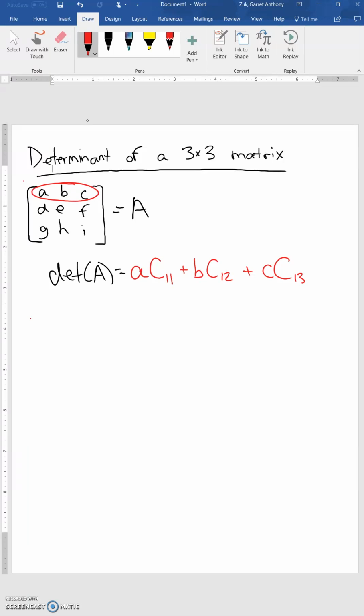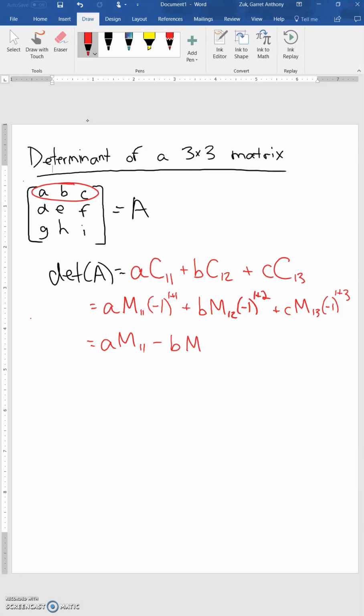And finally, let's go ahead and just evaluate these powers of -1 here. So that's A times the minor at 1, 1, since -1 squared is just 1. This time we have -1 cubed, so that's going to be minus B times the minor at 1, 2. And lastly, -1 to the 4th is 1 again, plus C times the minor at 1, 3.